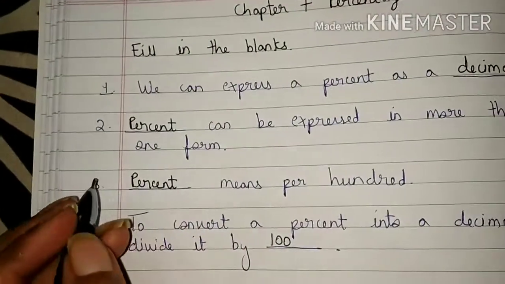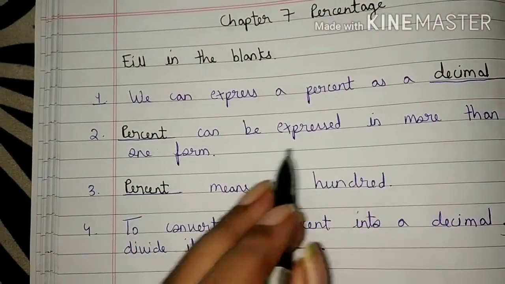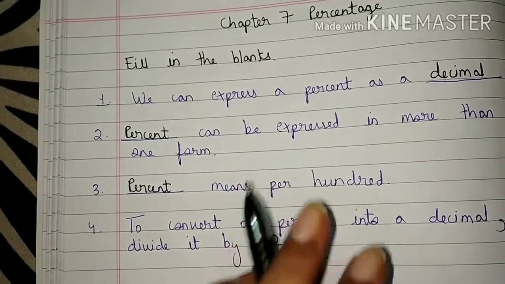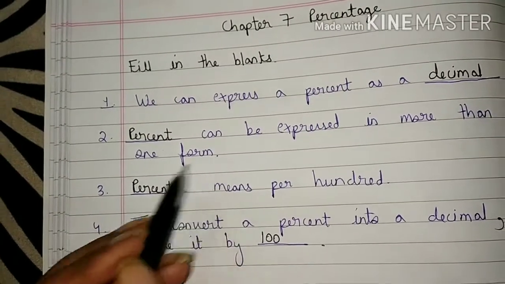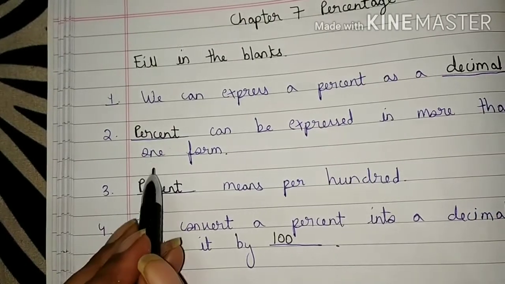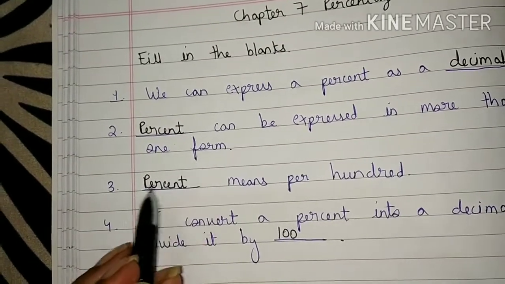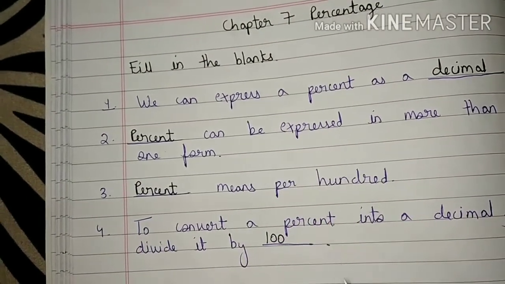Now students, come to question 3. Dash means per 100. Percent means per 100. Students, percent is made up of two words, per and cent. Per means per or every. Cent means 100. So, percent means per 100.